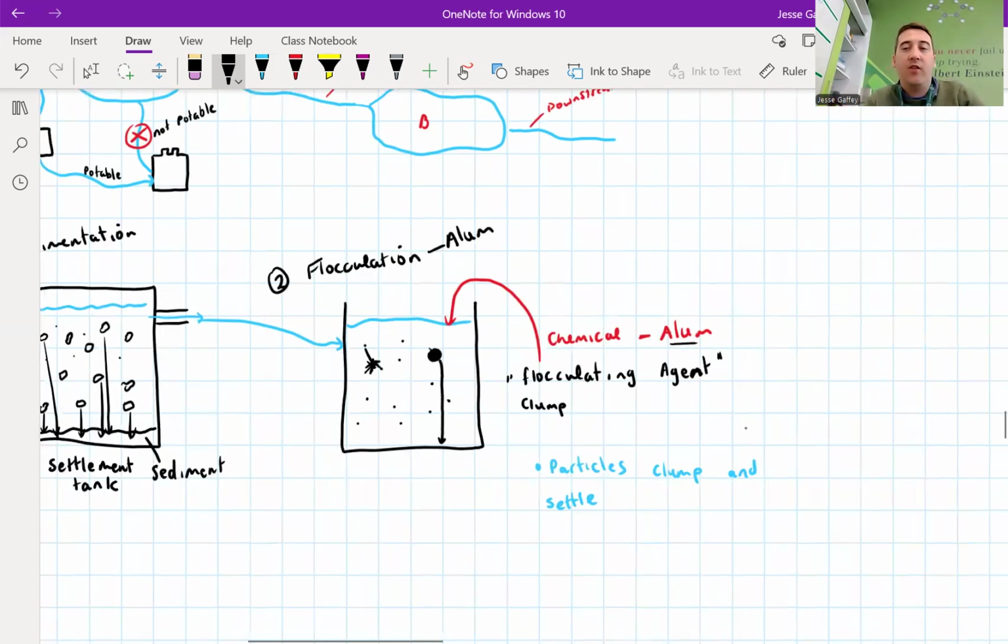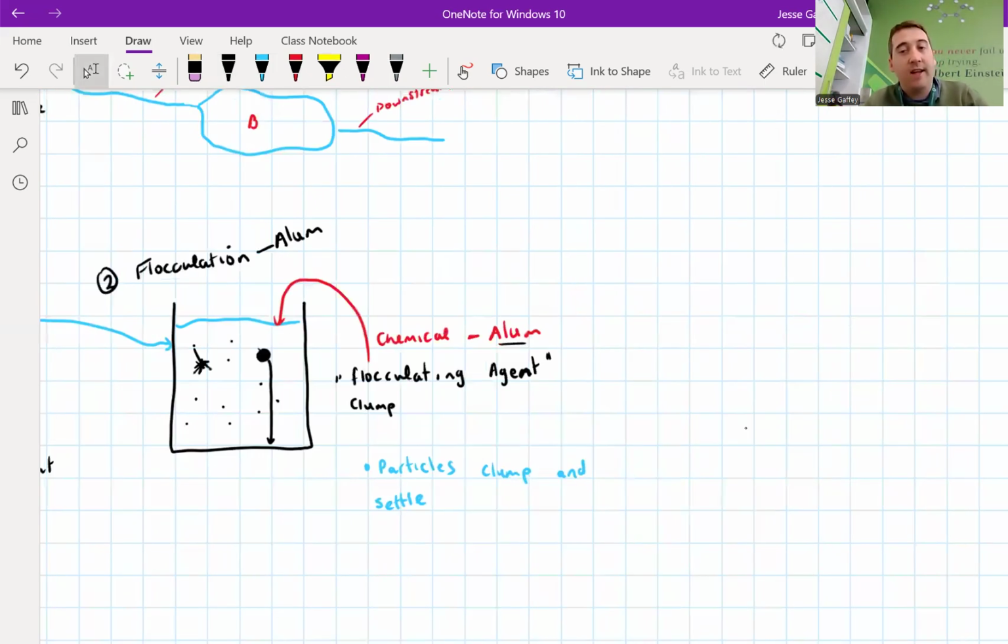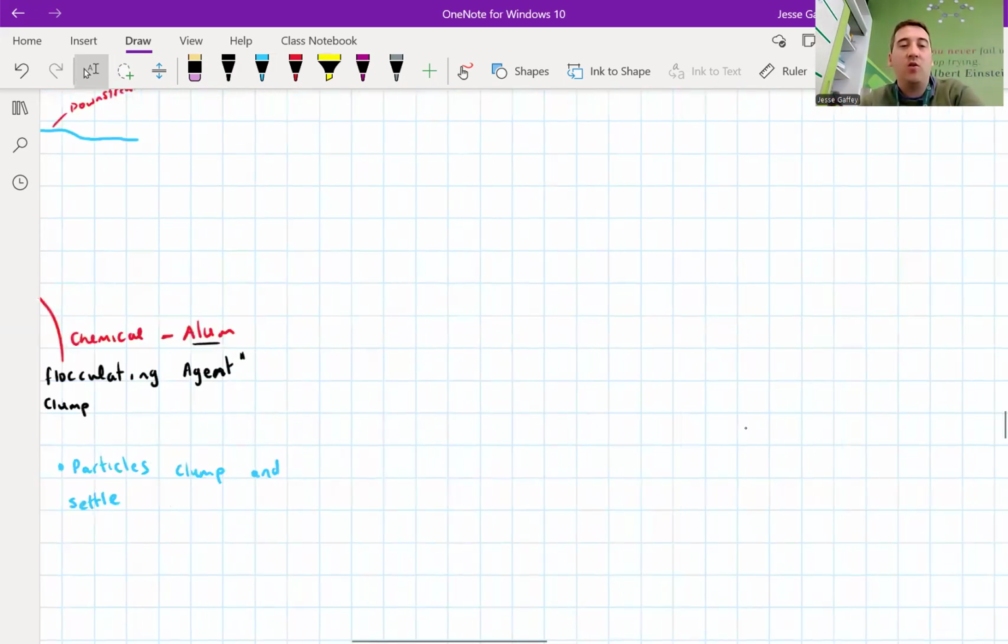Again, still not ready to drink though, because there will still be some remaining sediment in there. As much as you're trying to get this stuff to settle, there's still going to be other things in there that we need to remove, the tiniest sediment, right? So on to the next stage then.